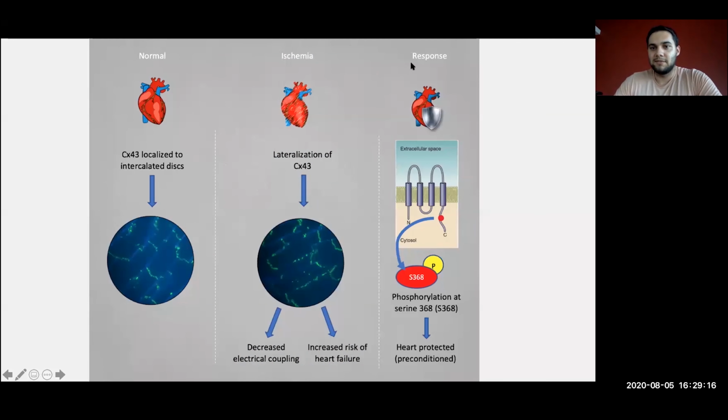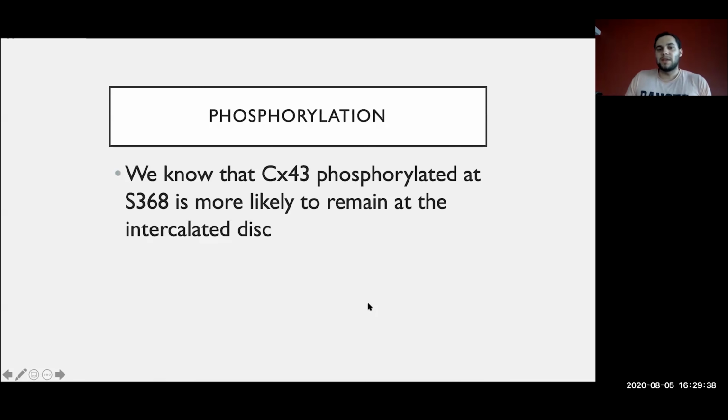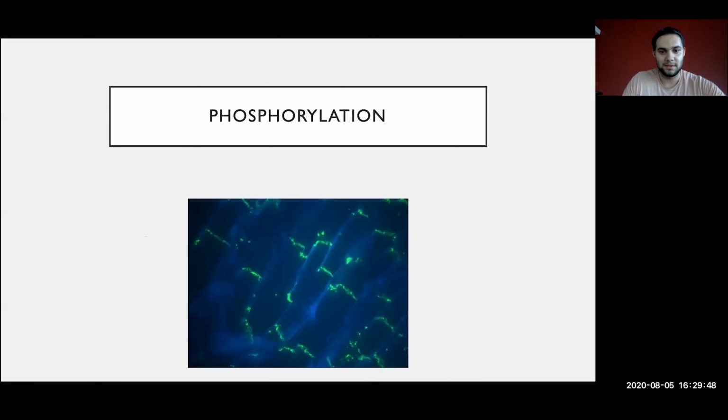So what the body does kind of in response to protect the heart a little bit is, here's the structure again of the connexin. There's a specific amino acid called serine 368 that is phosphorylated at some point after ischemia begins. And that basically confers cardioprotection to the tissue. And we know that because of this phosphorylation at serine 368, the connexin is more likely to remain at the intercalated disc. From this picture, right? The connexins being at the intercalated disc is good, and the phosphorylation of S368 makes sure that that occurs.